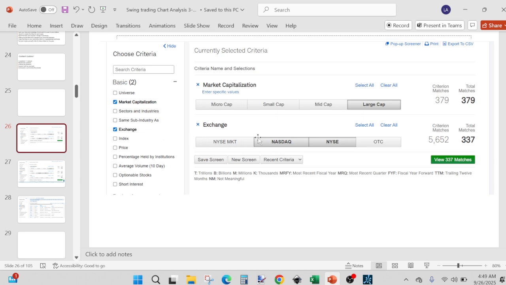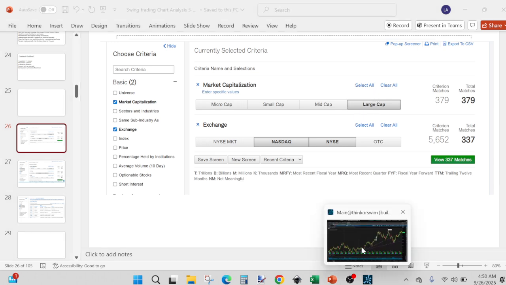So stock exchange is for me to eliminate over-the-counter stocks. So I will pick New York Stock Exchange and NASDAQ, and automatically from 5,652 stocks, it will narrow it down to those for me. So market capitalization, you have all those, but again, as a new swing trader, I like to start with large cap. They do not fluctuate too quickly.